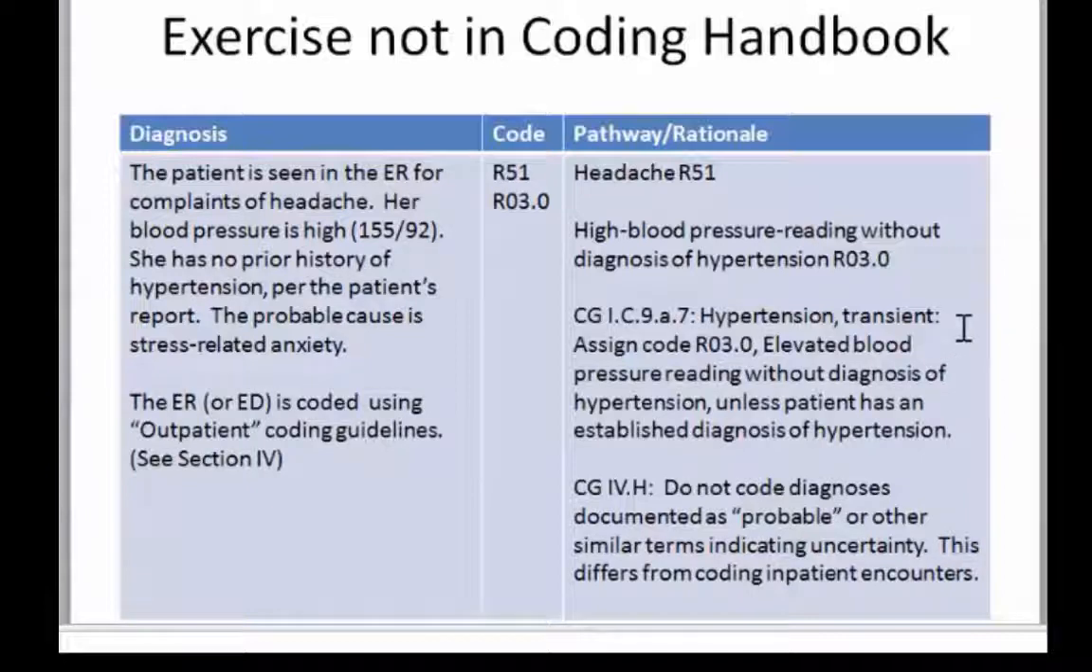So we do have a guideline specific to an elevated blood pressure without the diagnosis of hypertension, and we also have a coding guideline to remind us that we don't code diagnoses that are documented as probable or rule out or any of those things that indicate uncertainty. This is different from an inpatient encounter when you would code those diagnoses as though they were confirmed.